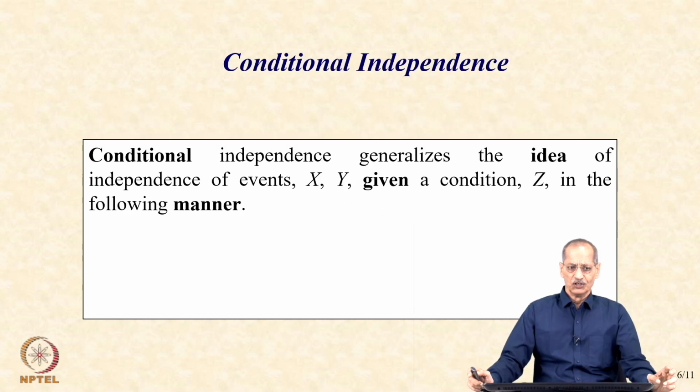Now, let us generalize the idea to say that in the context of two events x and y, suppose there is a third event z which occurs. What happens?